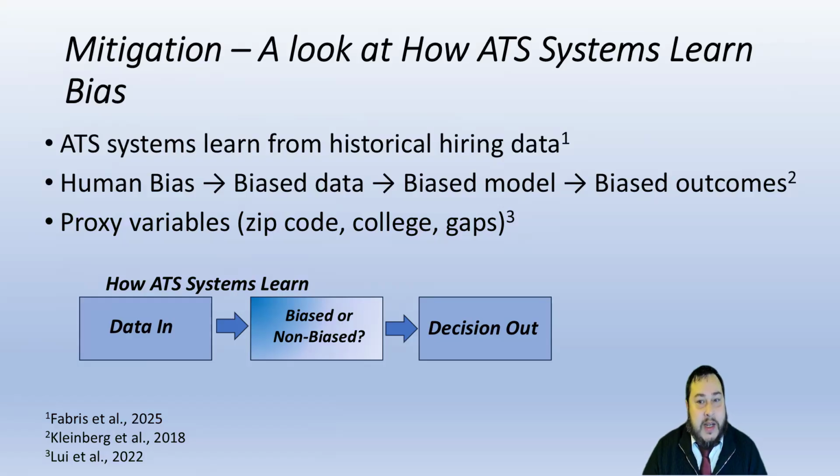Even when protected attributes are removed, proxy variables such as zip code, college attended, employment gaps, and certain keywords can reintroduce those attributes indirectly. Liu and colleagues show that modern models are extremely good at reconstructing missing demographic information. That means simply removing the protected attributes is not enough. The model can still infer them with high accuracy. Understanding this mechanism is essential because it explains why bias persists when engineers try to remove it.